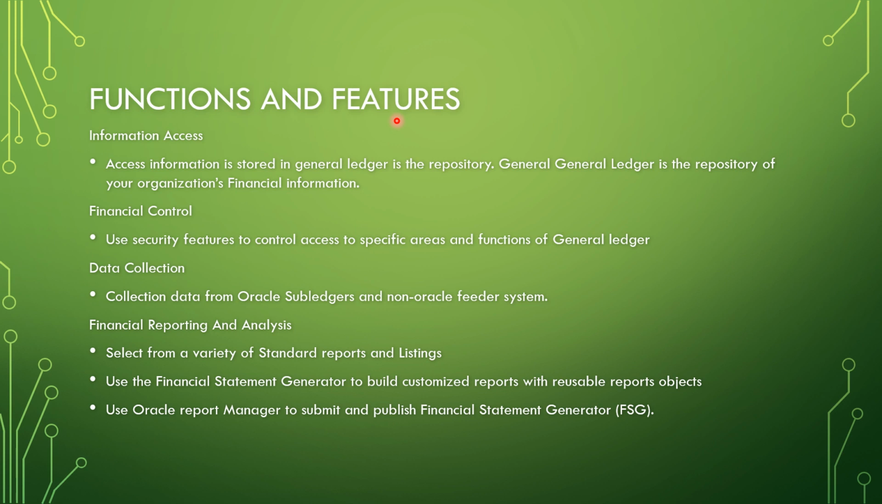Now we are going to see the functions and features. Information access: information is stored in general ledger, in the repository. General ledger is the repository of your organization's financial information. Financial control: use security features to control access to specific areas and functions of general ledger. Data collection: collect data from Oracle subledgers and non-Oracle feeder systems. We know Oracle subledgers. What is a non-Oracle feeder system? Both concepts are the same, non-Oracle system or feeder system.